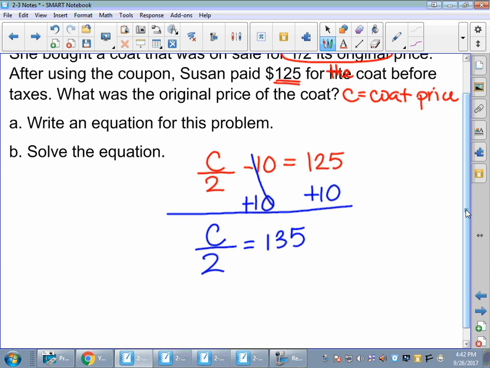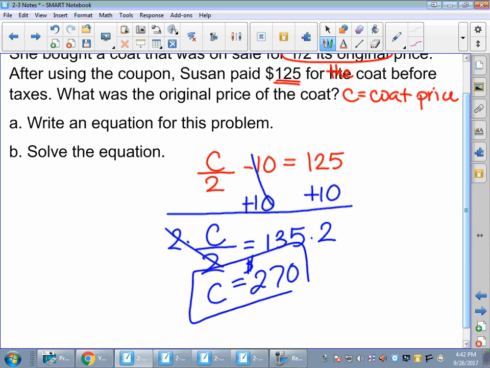And so what that tells me is the price of the coat, if the coupon wasn't applied, would be $10 more. And then to divide by 2, or take half of the price, I'm going to multiply by 2. Whatever I do to one side, I have to do to the other. And so this doubles the 135 and makes the coat $270. Okay, that was the original price of the coat. Working backwards to solve.